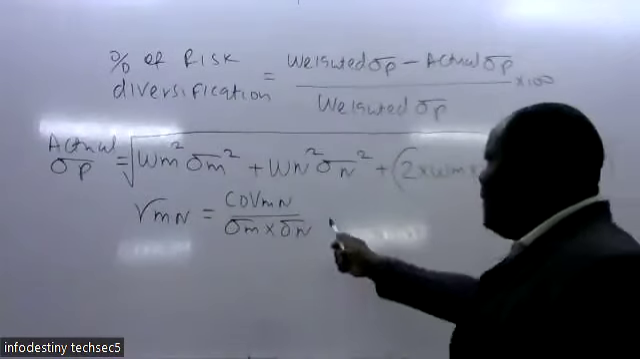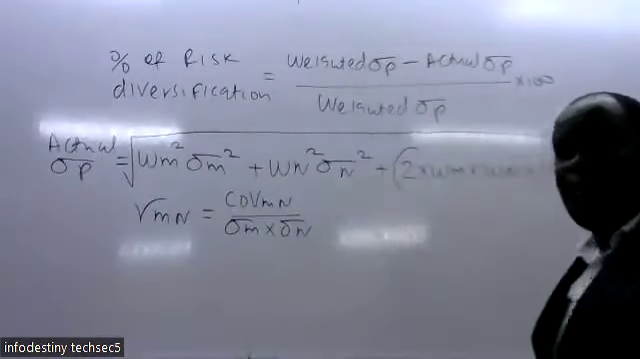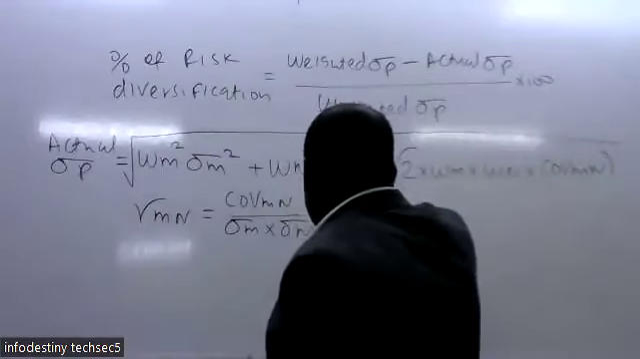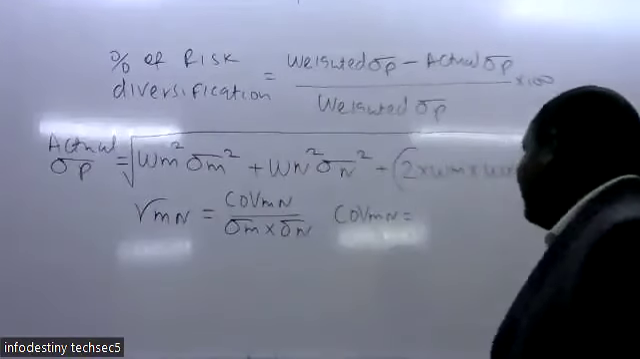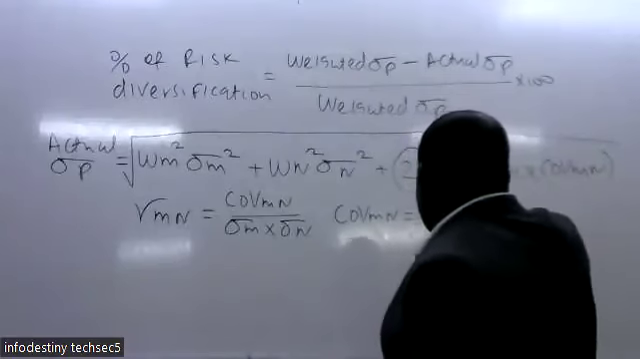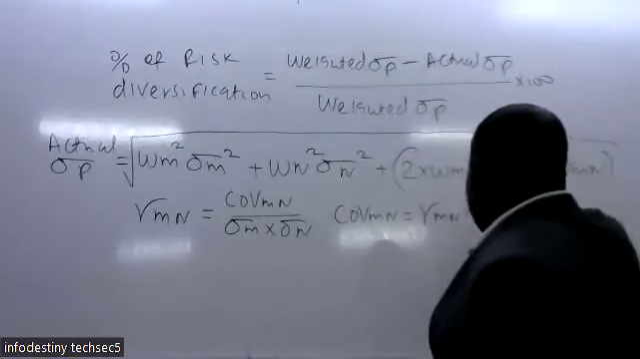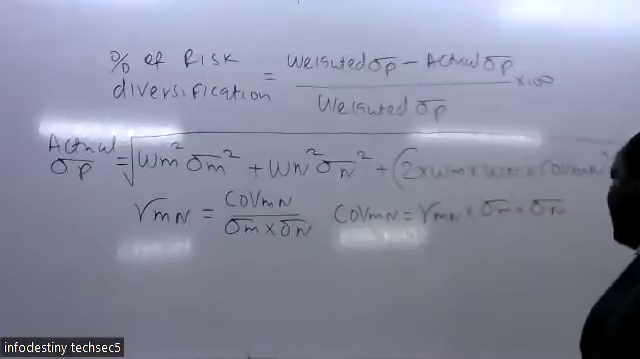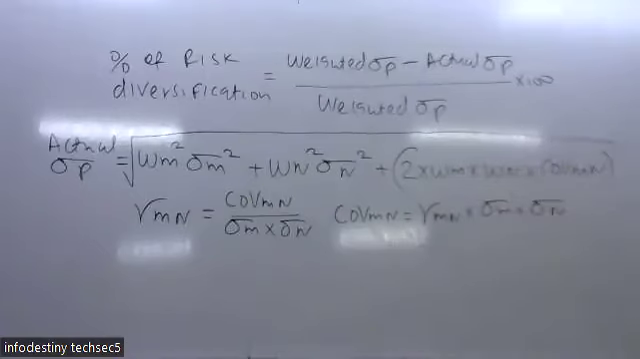So we make the covariance the subject because the other three are given. To get the covariance between M and N, you take the correlation coefficient between M and N multiplied by the standard deviation for M multiplied by the standard deviation for N.